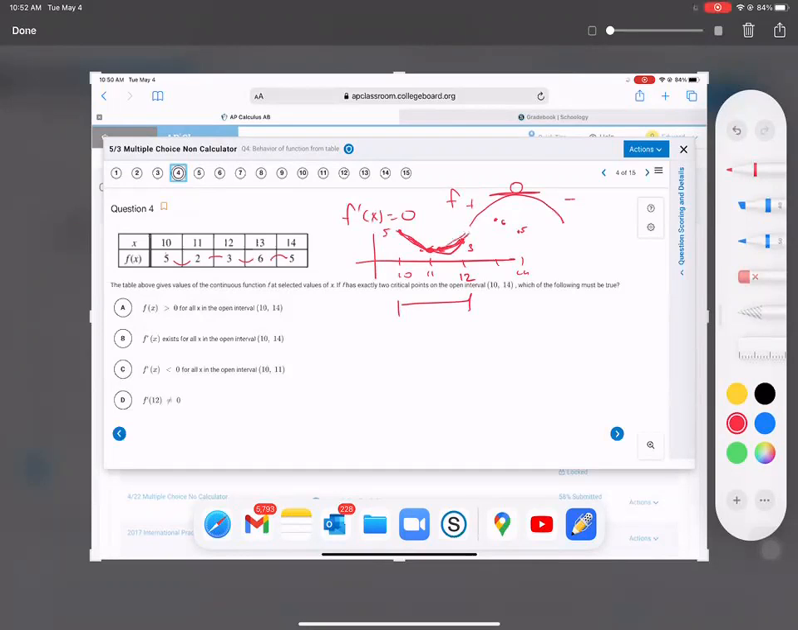Then going from 3 to 6, now we're in an upward process. We're going up to 6, and then we come back down. So we know that we have another critical point between 12 and 14.